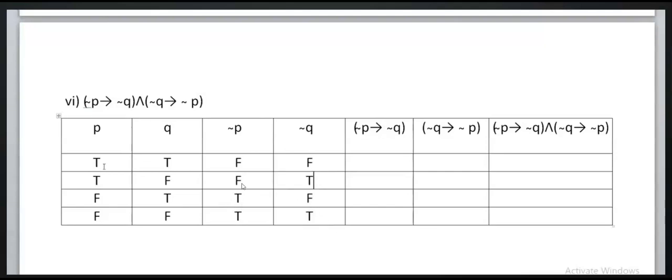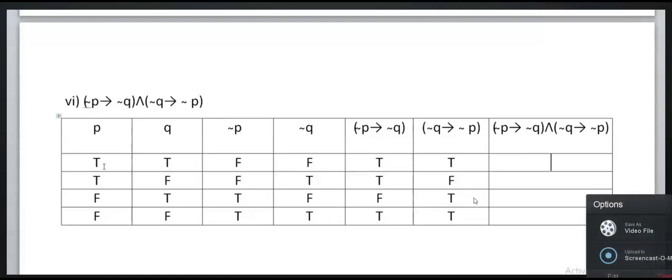Now their implication. Negation of P implies Q. Both are same, therefore it is true. Next is T implies T, T implies F. Both are same, therefore it is true. Now negation of Q implies P. Both are same, then it is true. T implies F, therefore it is F. Now T implies F, therefore it is F. F implies T, therefore it is true. Both are same, therefore it is true.